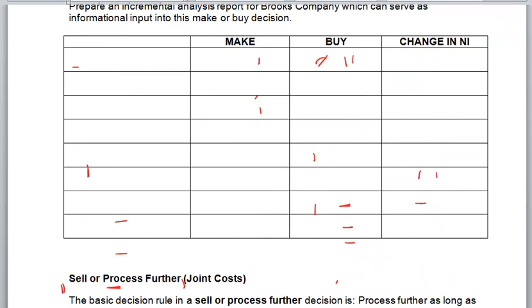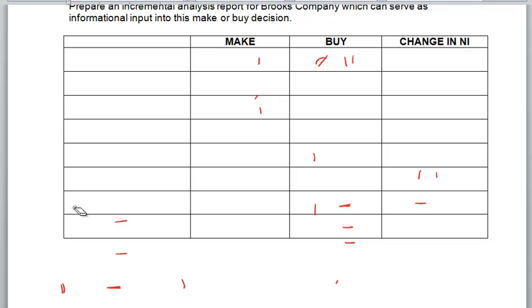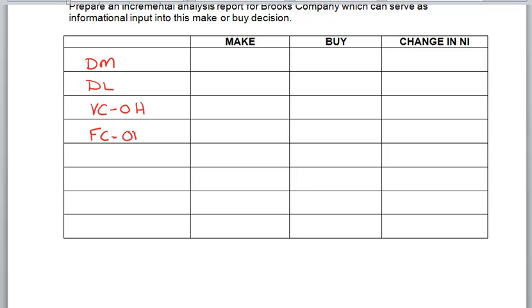So what we want to do here is take all the things that differ. The first thing is going to be direct materials. We also have direct labor. We have the variable cost of overhead. I'm going to put the fixed cost here still, and we're going to show you how it shouldn't be, since it's not differing, but I'll put it here anyway. We're also going to have the purchase price.